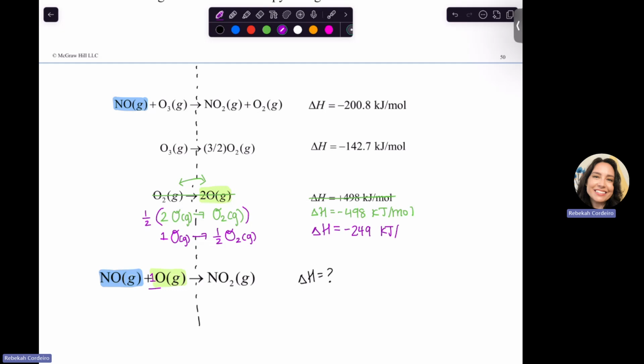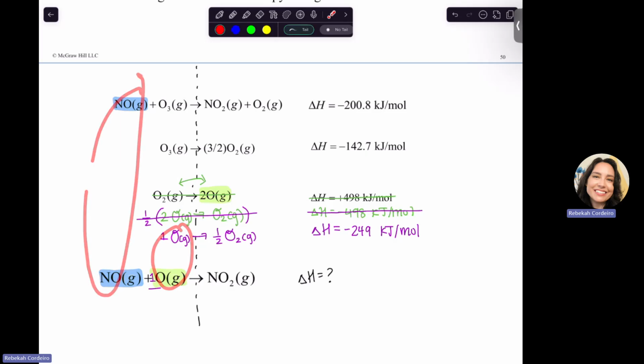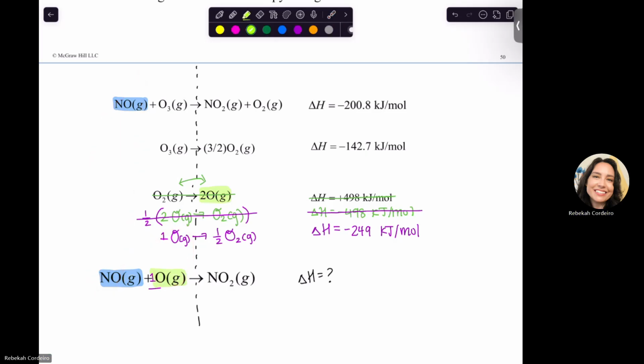And again, I like to write out step by step what I'm doing, and if I change something, I write the total new thing and cross out the old thing. All right, so now we have what we want. We want 1 oxygen on the left side. I want 1 NO on the left side, and I have those things now. Let me highlight this in green. Now we have what we want.